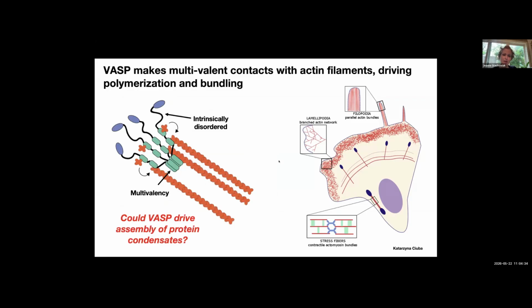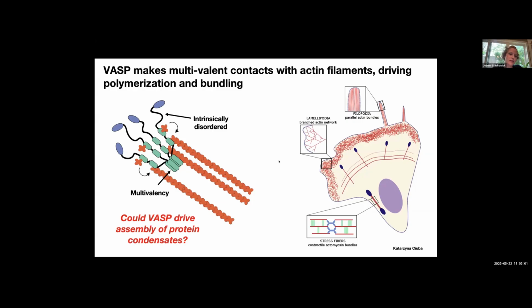There are a lot of proteins that are involved in actin bundling. This is certainly not the only one, or maybe even the major one, but there's a reason we got interested in VASP, and that is that VASP has a high degree of intrinsic disorder, and it's also a multimeric protein. So between those two features, intrinsic disorder and multivalency, it has the characteristics of a protein that we might expect to form networks like these liquid-like condensates that we're finding in the literature.